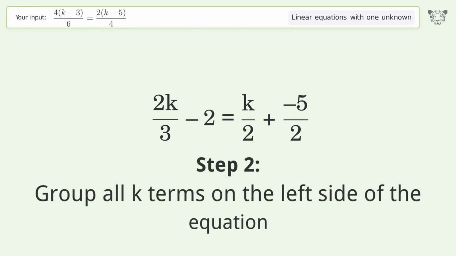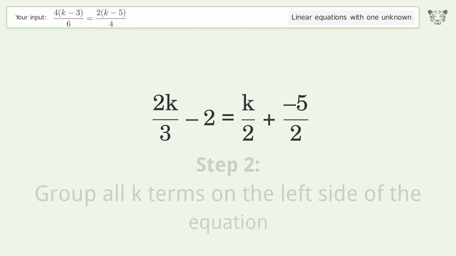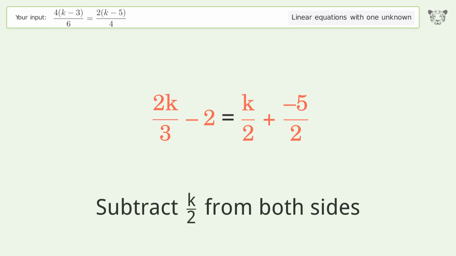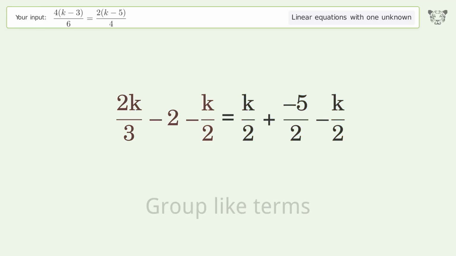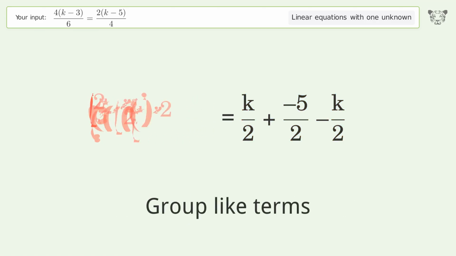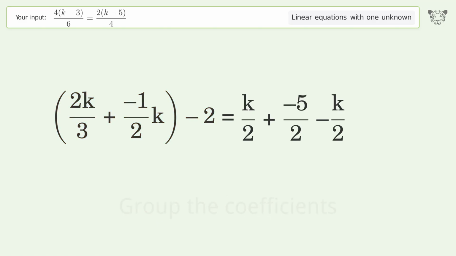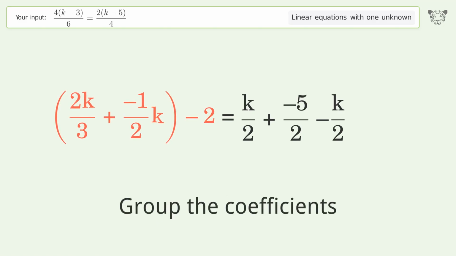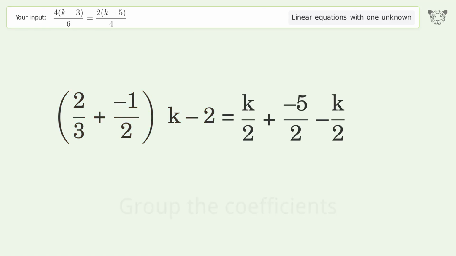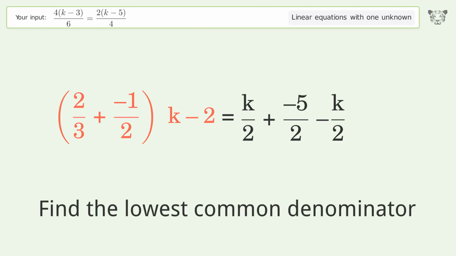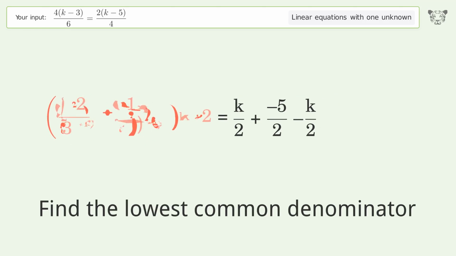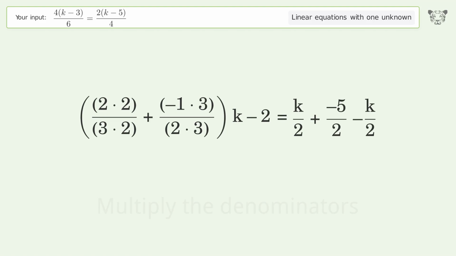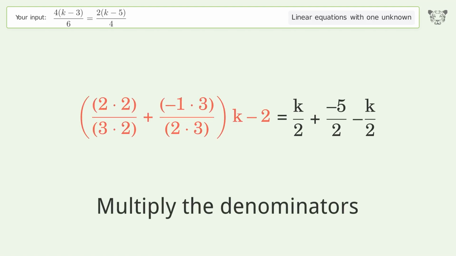Group all k terms on the left side of the equation. Subtract k over 2 from both sides. Group like terms. Group the coefficients. Find the lowest common denominator. Multiply the denominators.